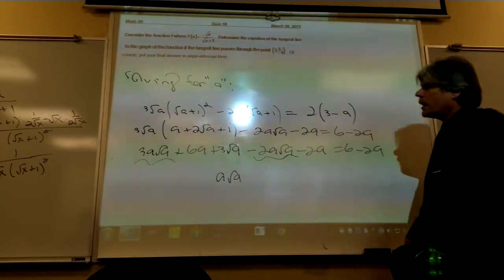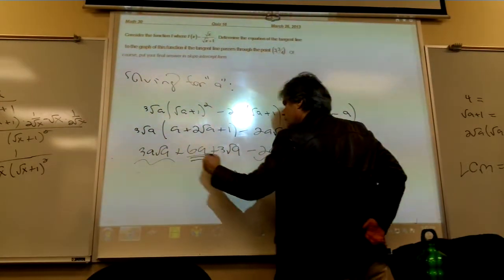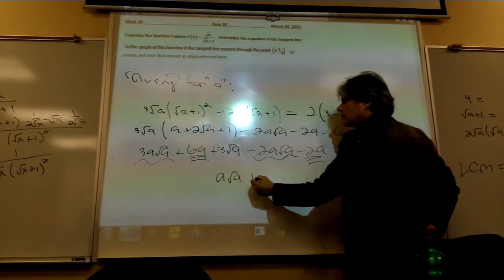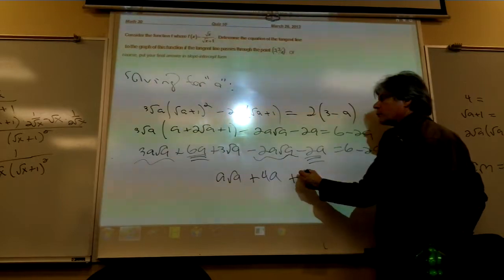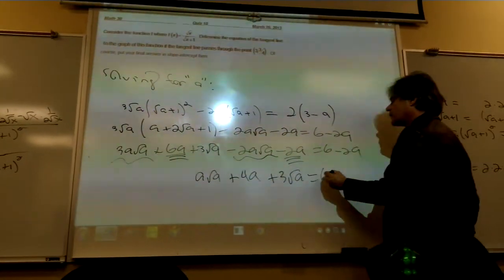Next, I guess I can combine this triply underlined term with this triply underlined term. That gives me a positive 4a. And lastly, I got a remaining factor of positive 3 root a, and I've got some stuff on the right-hand side of the equal sign.